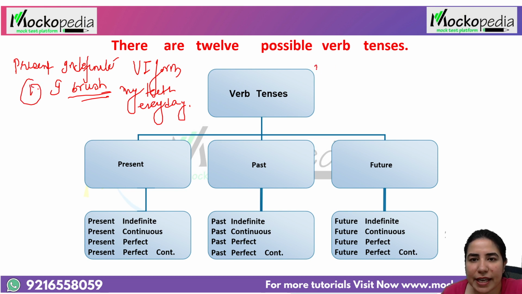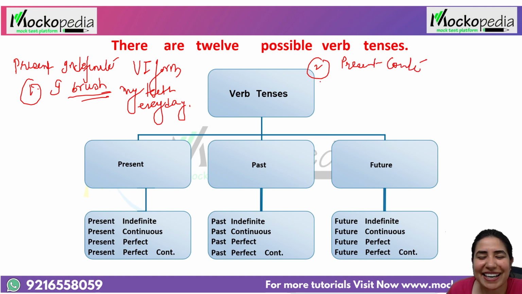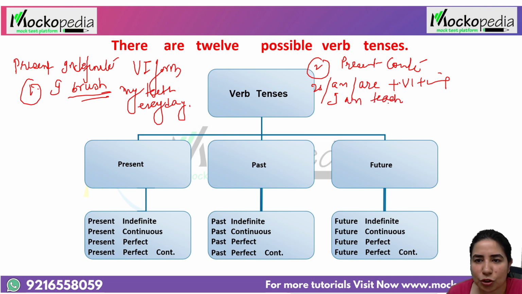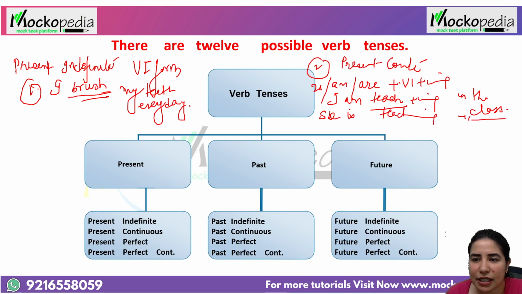Now let's come to the second one, which is what? Present continuous. This I have already explained. Let's redo it. Is, am, or are plus verb first form plus ing. So I am teaching. So teach plus ing. I am teaching in the class. Now you can have further variations. You can say she is teaching in the class, or you can say they are teaching in the class, right?